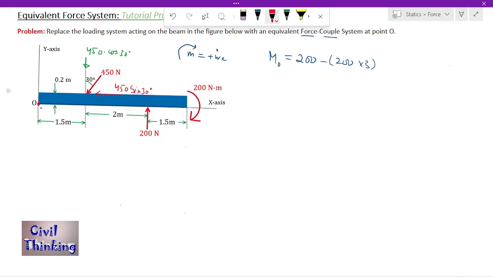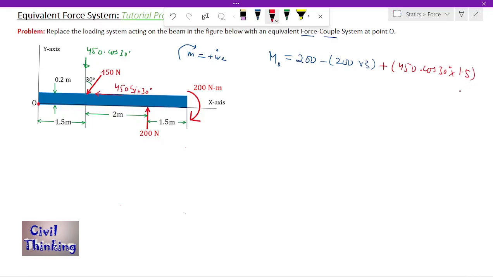That is equal to the moment of 450 newton. Now 450 cos 30 is going to exert a clockwise moment like this at point O, so it is positive: plus 450 cos 30 degrees multiplied by, how far is 450 cos 30 normally from point O? This is the distance between them, right? And it is 1.5 meters.